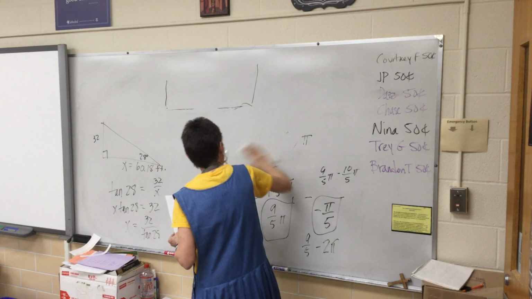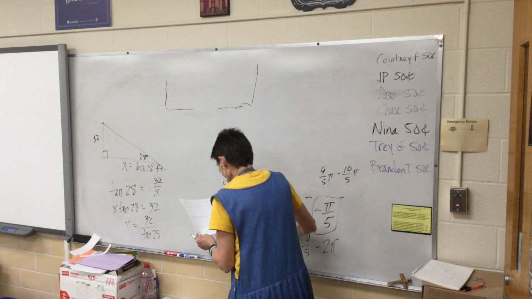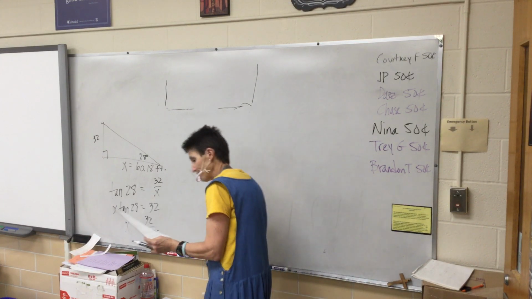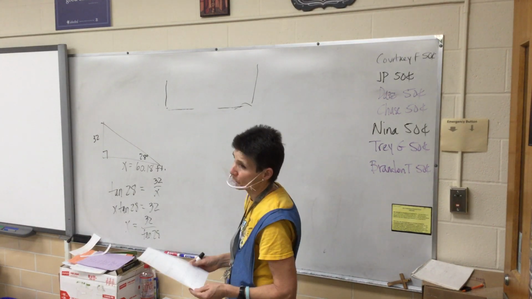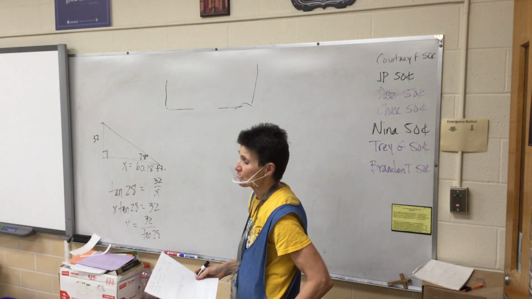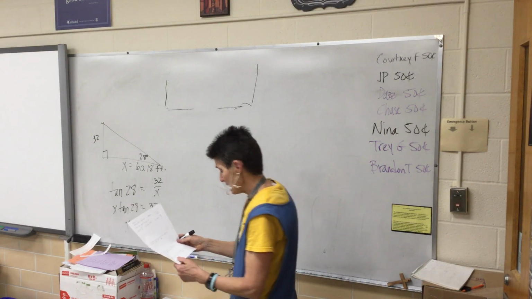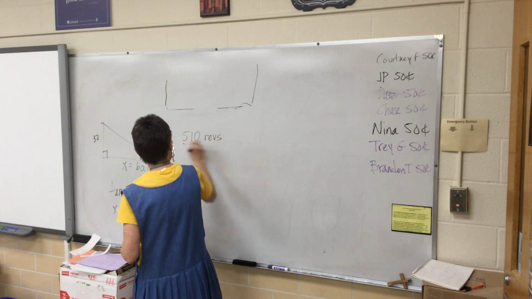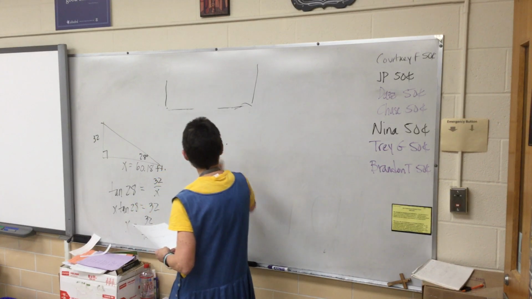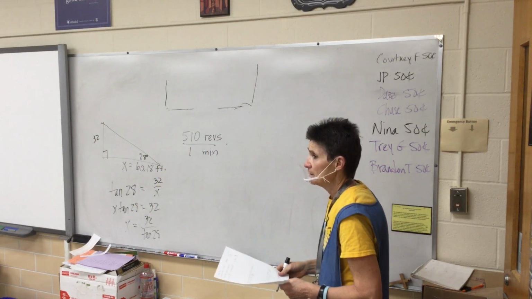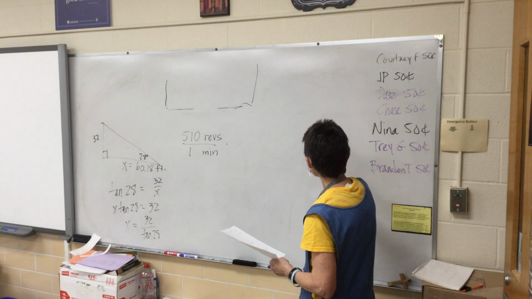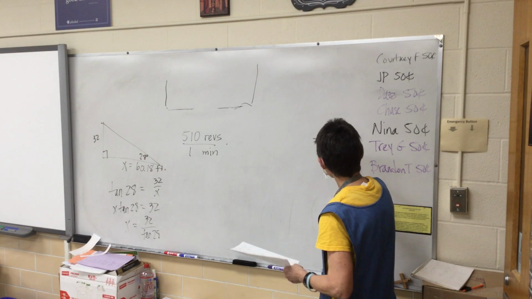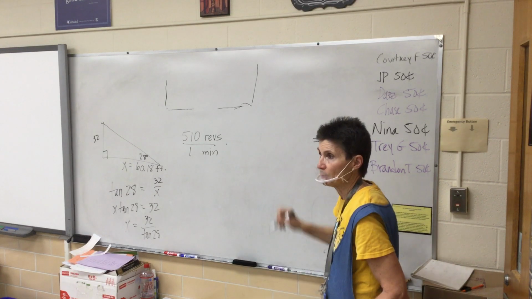All right, the next one is also a calculator problem. It says we have a wheel with a 10-inch radius turning at 510 revolutions per minute. RPM is revolutions per minute. So that's what I'm starting with, 510 revolutions in 1 minute. That's my beginning. And I'm ultimately going to end up with miles per hour. That's what I'm going to have to end up with.